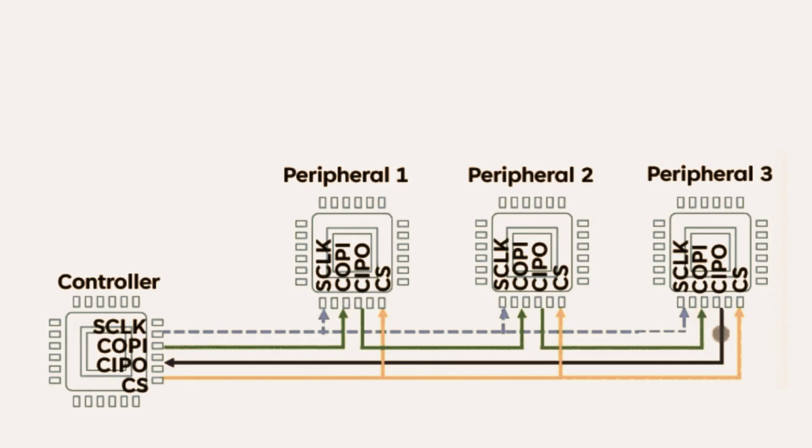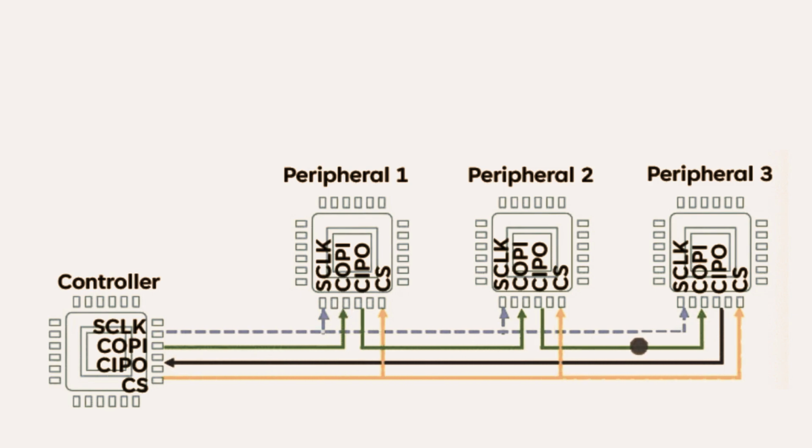After the master has clocked out all 3 bytes, the first byte sent is sitting in the third device, the second byte in the second device, and the third byte in the first device. The data that comes back to the master on MISO is whatever was originally in the last device, having been shifted all the way through the chain. Whoa, okay, so you shift data through all of them.